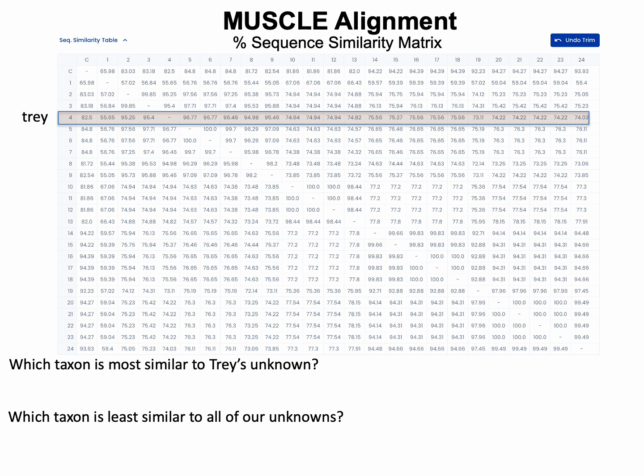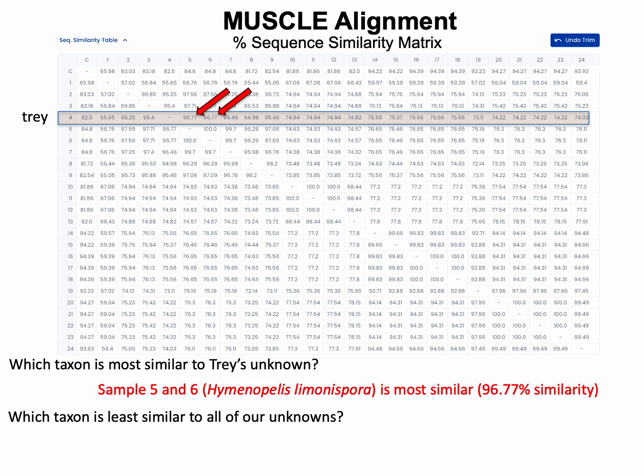And what you can see is 96.77 is the highest number. So samples number 5 and 6 are 96.77% similar to Trey's sample. They have the highest percent sequence similarity in that muscle alignment. Those samples are both Hymenopellis limnospora, and so they have the highest sequence similarity to Trey's sample.